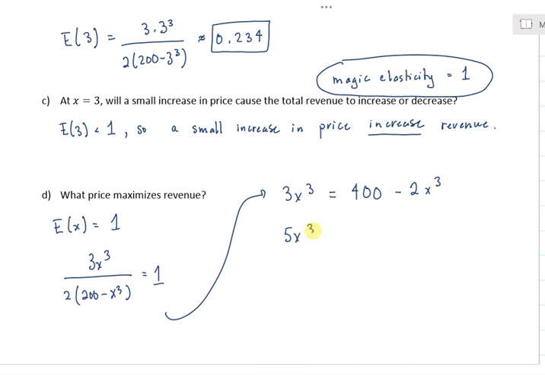That tells me 5x cubed is 400. That tells me x cubed is equal to 80. And that tells me that x is the cube root of 80, also known as 80 to the 1/3, which my calculator says is about 4.31.